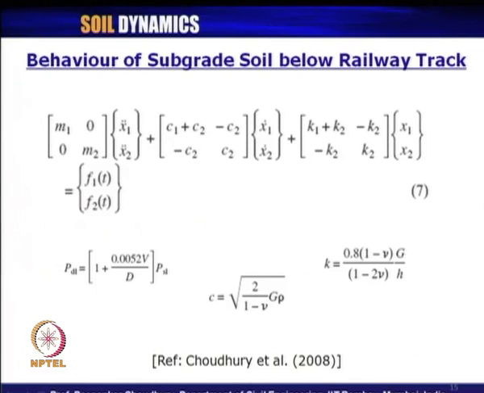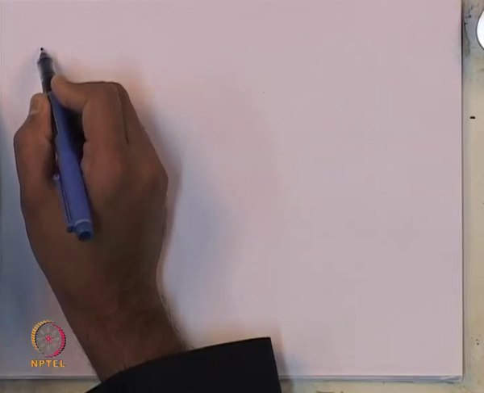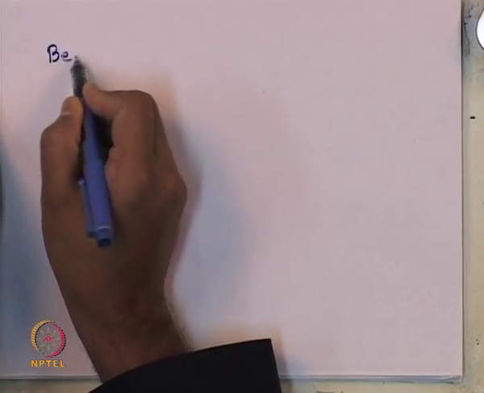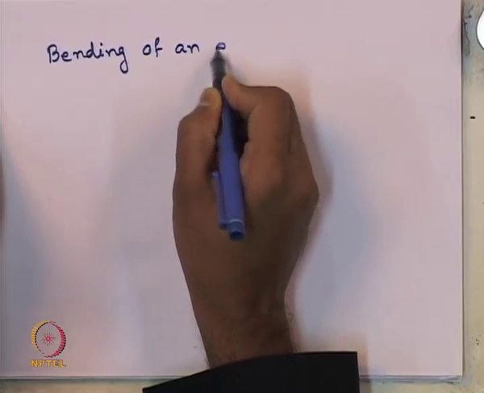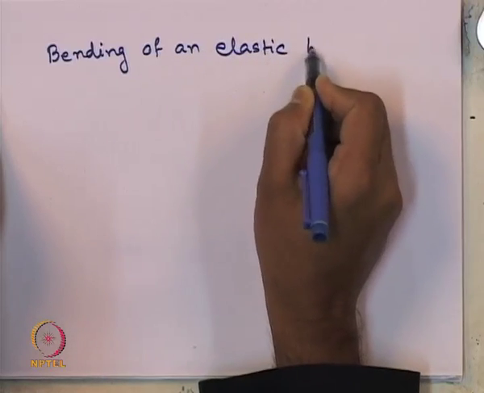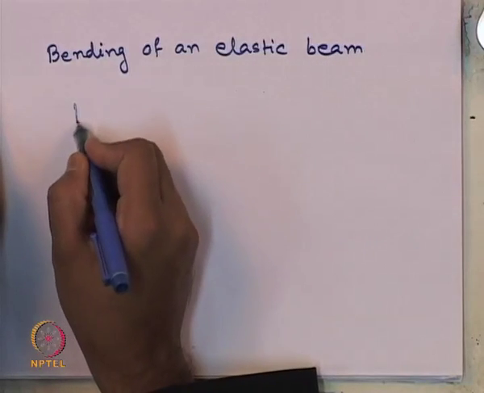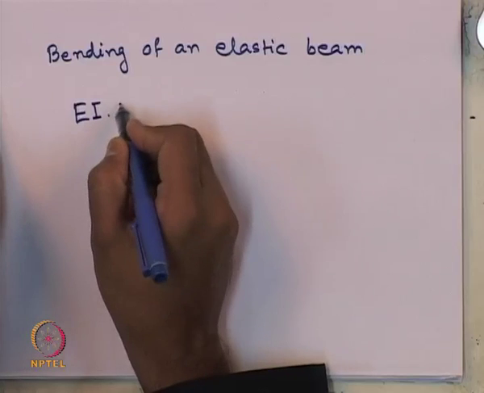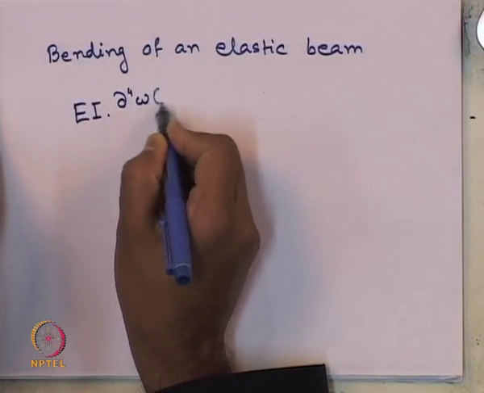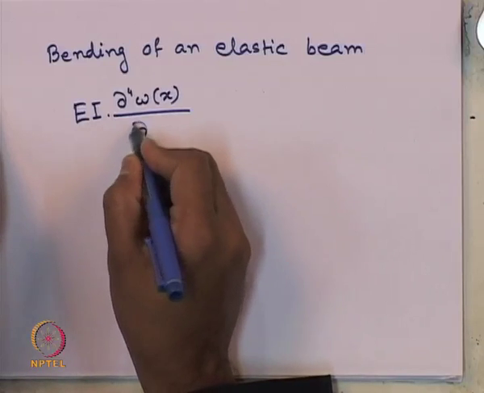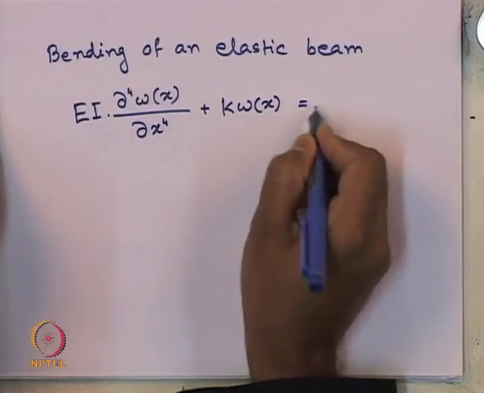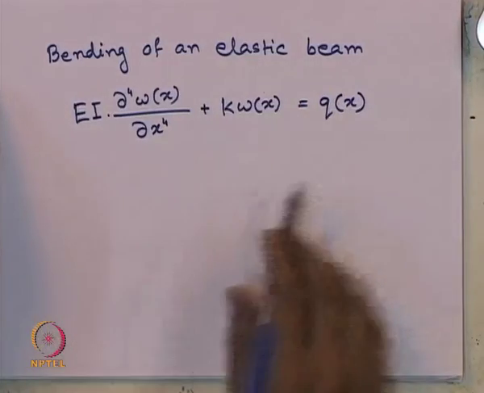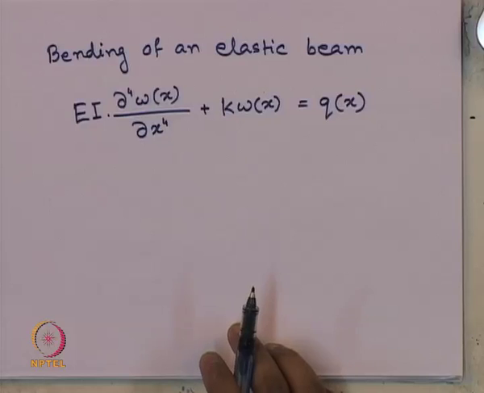I am now writing here what is the basic concept. The classical equation of bending of an elastic beam was considered here, that is E I partial differential. So, that is the governing classical equation of bending for an elastic beam, which you know.